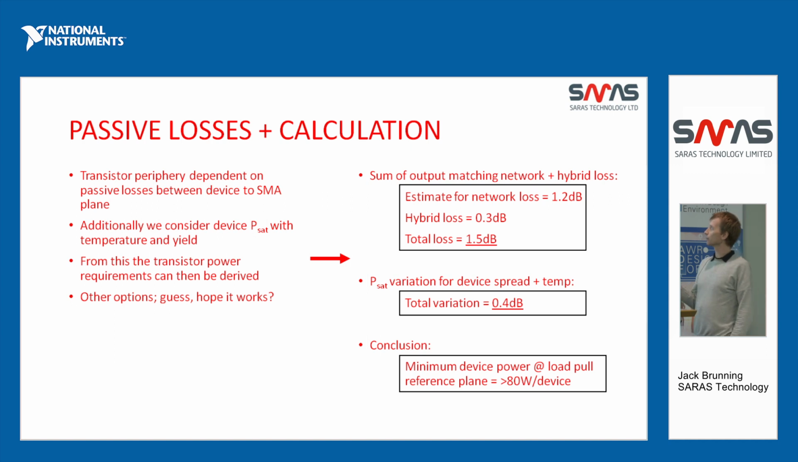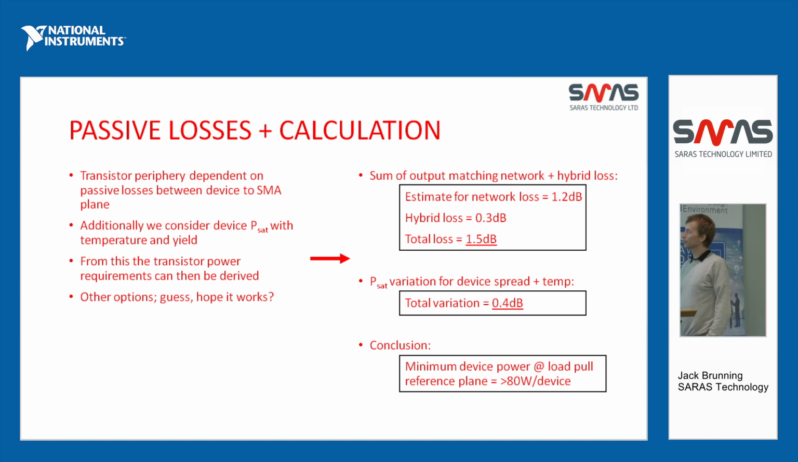Based on that, you've got a number of losses which lie between the SMA output and the actual transistor load pull plane or the package plane. In this case, we've got an output matching network plus the hybrid. So an estimate for the network loss, the output matching network over this band transforming from the low impedance to high impedance, and the hybrid loss was about 1.5 dB. Then a PSAT variation for device spread and temp of about 0.4 dB. Conclusion of all that is to get 100 watts at the SMA from this balanced amplifier, you're going to need about 80 watts per device at the load pull reference plane.